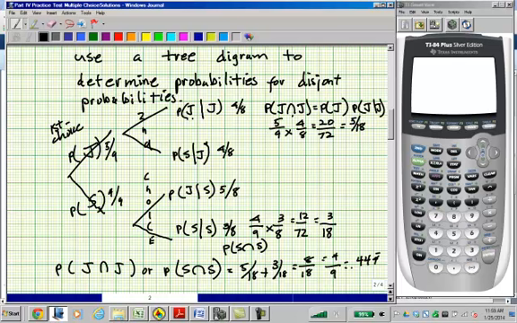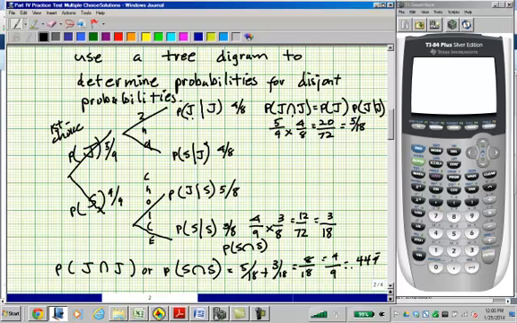Well, the probability of 2 juniors, junior and a junior, is the probability of a junior times the probability of a junior given that you got a junior. So this is junior first times junior second given you got junior first. So that's going to be 5 out of 9 times 4 out of 8, which is 5 out of 18.